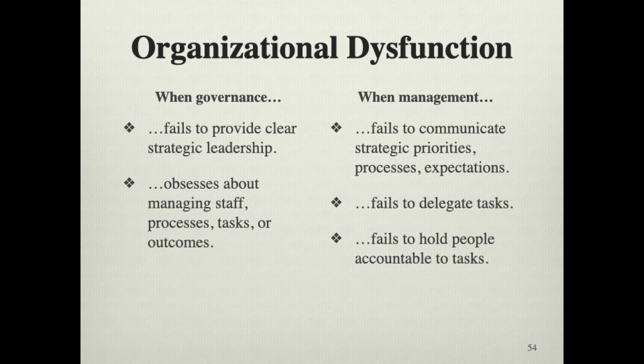When governance fails to provide clear strategic leadership, fails to define what those strategic priorities are and where we should be in the next 5 to 10 years. When they obsess about management, staff, processes, tasks, or outcome. When strategic-minded leadership, when governance starts to spend too much time in these areas, boy, it tells me something's wrong, okay? It tells me that there's some dysfunction going on.